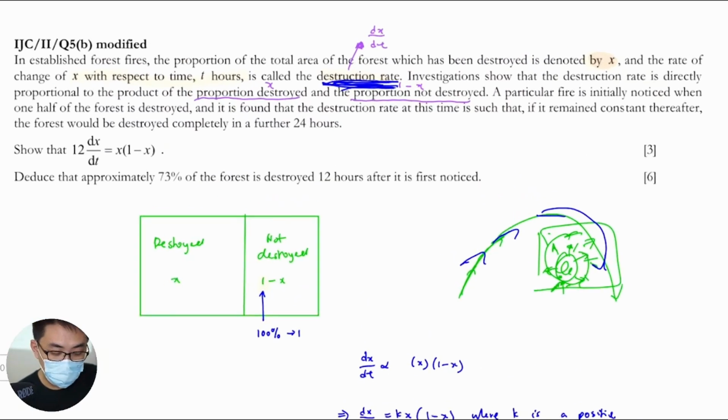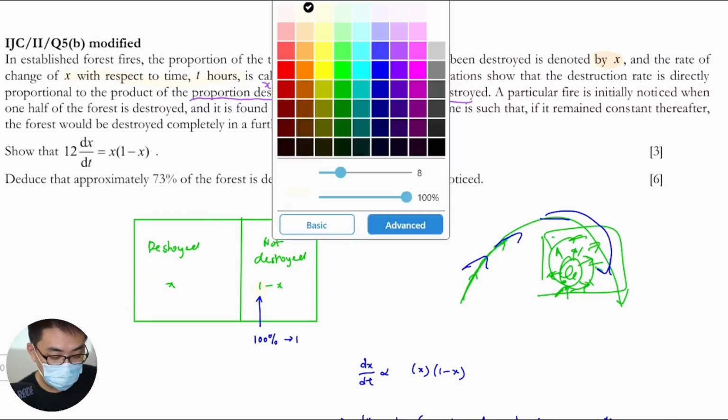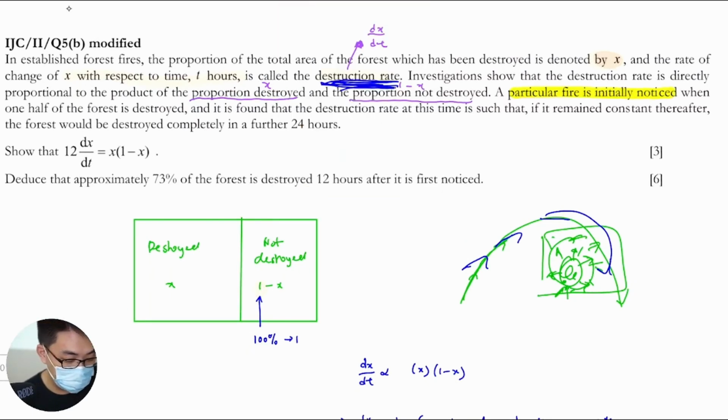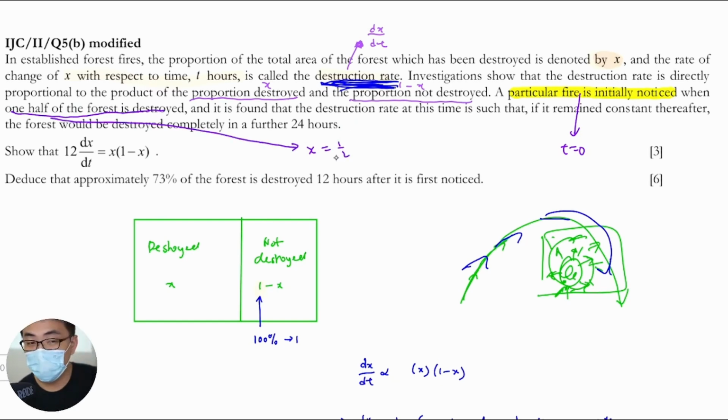Now the next one is, a particular fire is initially noticed. This is when t equals 0. When 1/2 of the forest is destroyed, it means x equals 1/2. One half just means half. It's not 1.5. Sometimes students will think it is 1.5. It's not. 1.5 will mean 1.5. 1/2 just means literally 1/2.